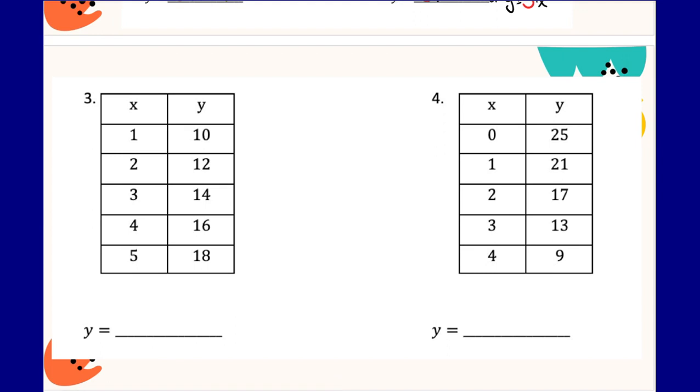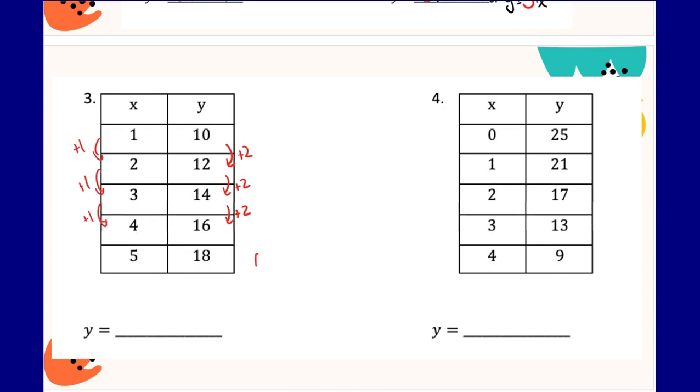Take a look at 2 more. So looking at 3, I don't see any x equals 0. So let's skip looking for the constant right now, and let's look for the multiplier. So what do the y values change by? Well, they increase. The pattern looks like they're increasing by 2. And just to confirm, the x values are also increasing by 1.